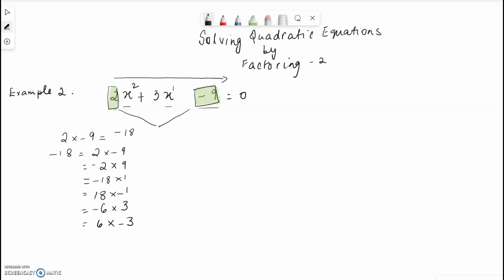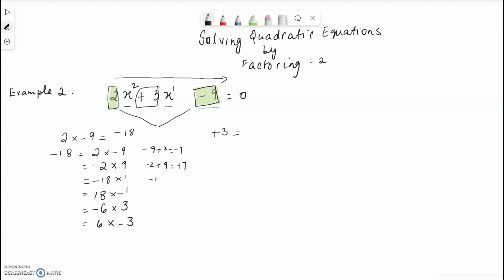Now let's look at +3, which is the middle term. We're going to look at the product that will have factors that add up to +3. So now let's look at the first product. If we take the factors, they add up to -7. We take the next one. The factors add up to +7.